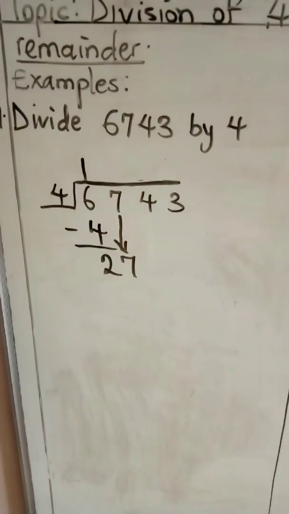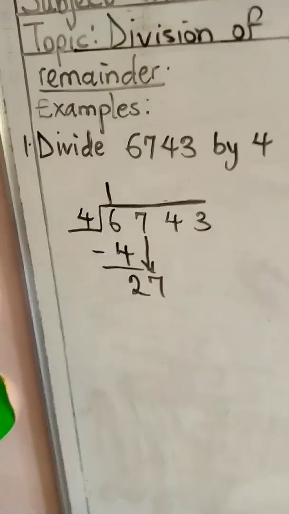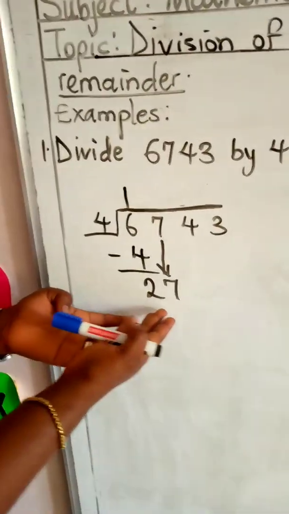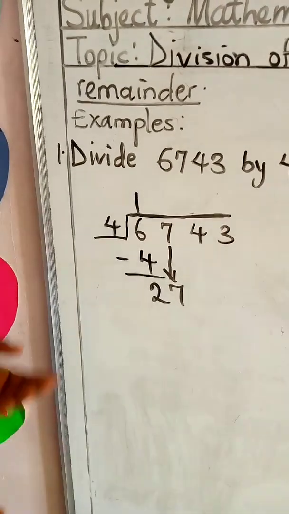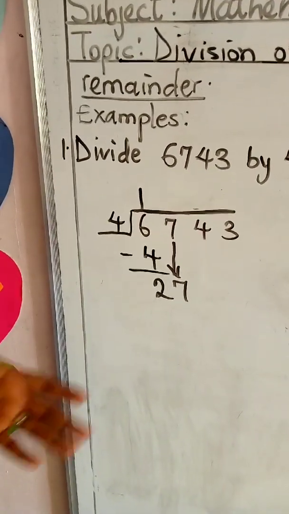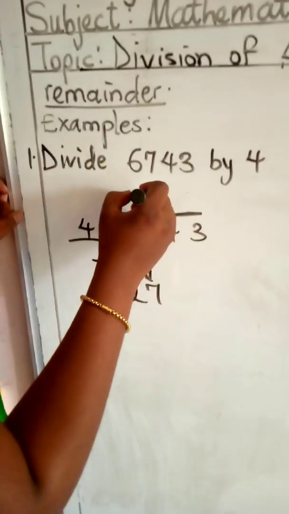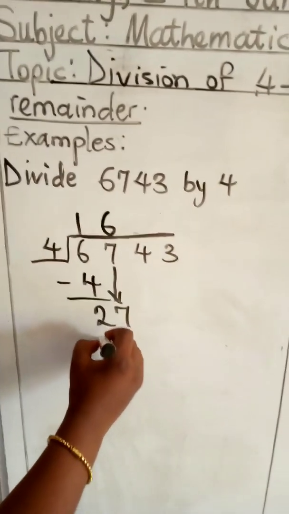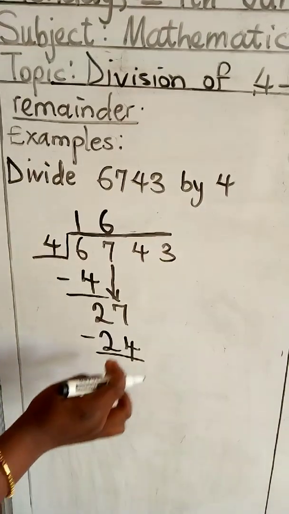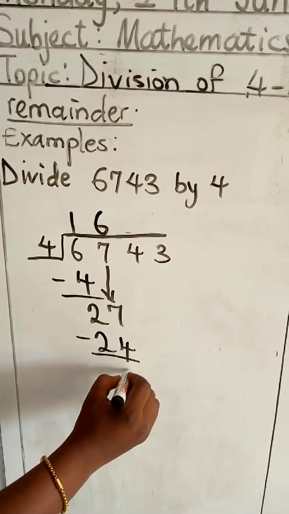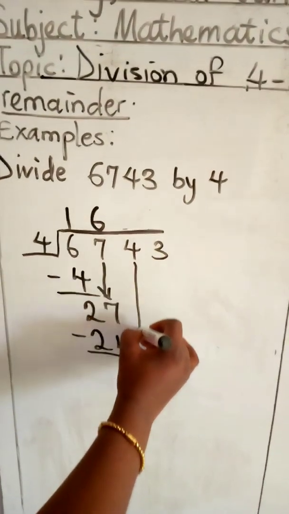How many 4 can you see in 27? So you use your 4 times table to make it easier. Now you either get the number 27, or a number close to 27. 4 times what will give us a number close to 27? 4 times 6. Beautiful. 4 times 6 is what? 24. Good. Now you take this away from this. 7 minus 4 will give me what? 3. Good. Now we go to the next number and we bring it what? Down.